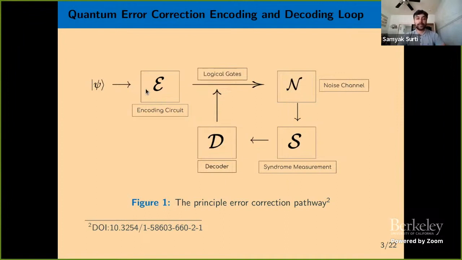So the idea is that we have these four main components to this error correction pathway, and in general, the goal is to optimize the efficiency of this pathway. How fast can we make each of these steps? We want to make sure that we can perform our encoding quickly, perform measurements quickly, and most importantly, we want to be able to decode any errors that occur quickly.